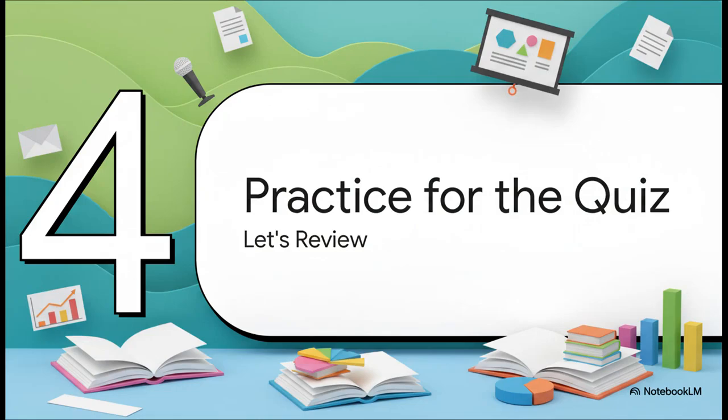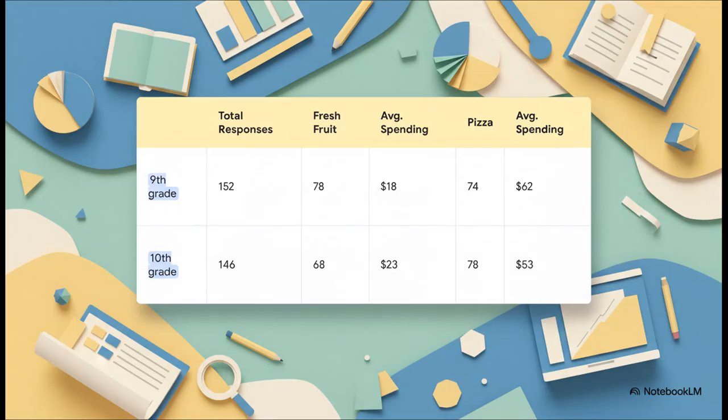Okay, theory time is over. Let's put this stuff into practice. We're going to walk through some questions now that are designed to be just like the ones you'll face on the quiz. Let's do this. Okay, for the next 3 questions, we're going to be using this table right here. It's all about student snack preferences, what 9th and 10th graders like, and how much they spend. Just take a second to get familiar with the numbers before we jump in.